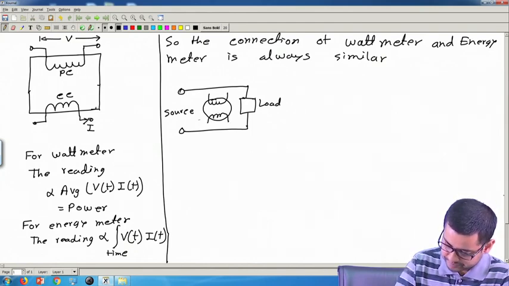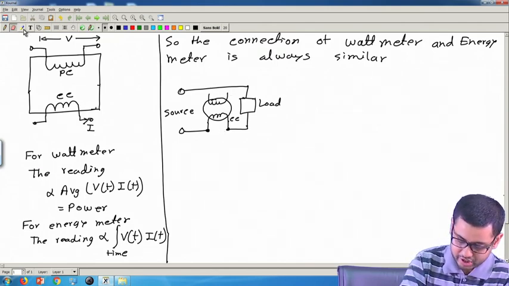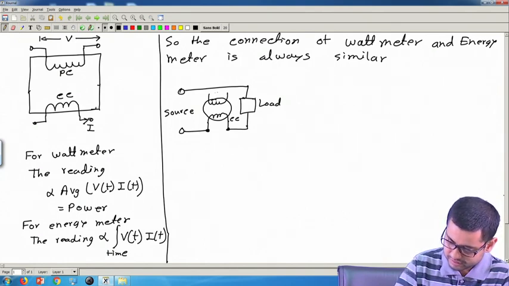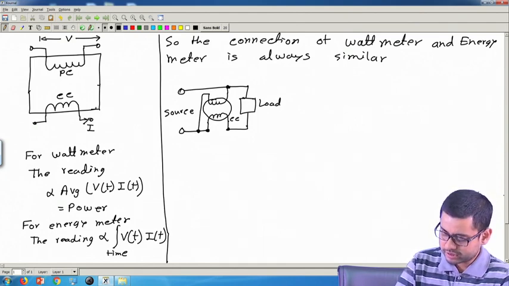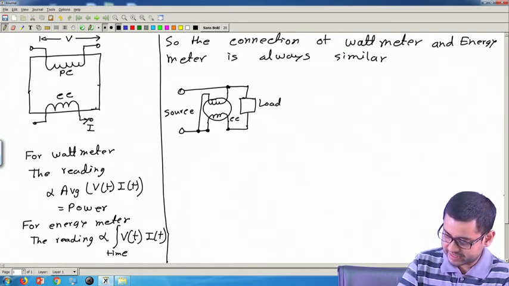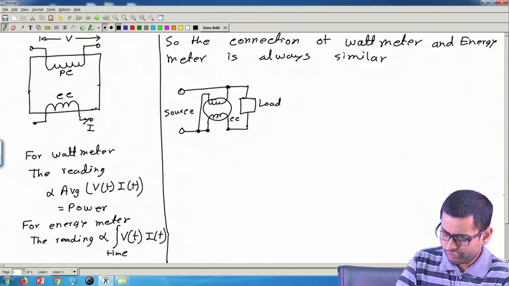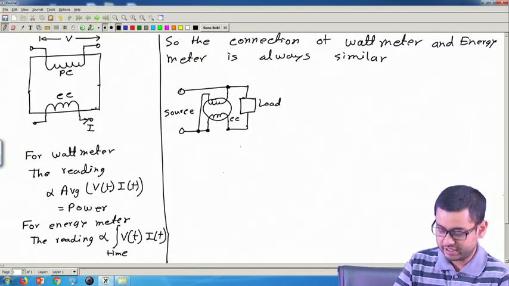Now this current coil, you connect in series. And this you connect across the load like this, ignoring the small error due to the fact that the voltage measured by this is right now the sum of this voltage drop plus this voltage drop. So for now, let's ignore the small drops or the errors that we have discussed in detail.